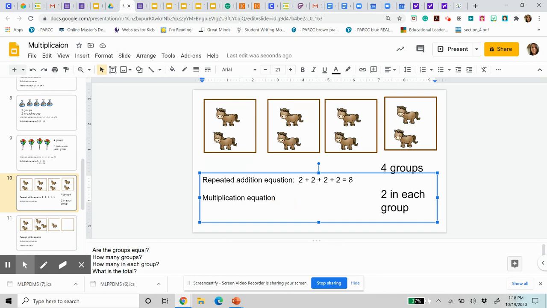Okay? I can write a multiplication equation. I can say there's 4 groups times 2 in each group equals, again, you count by 2s, is 8. Or I could have said that there's 2 horses in each group times 4 groups, and that will also give you 8. Okay?